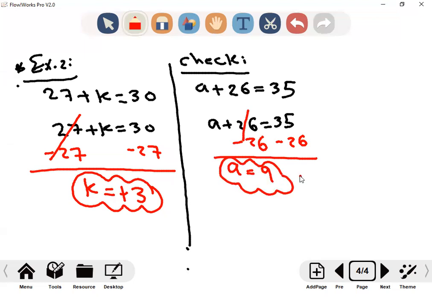To check your answer, replace a by 9. 9 plus 26 is 35. Done? Right.